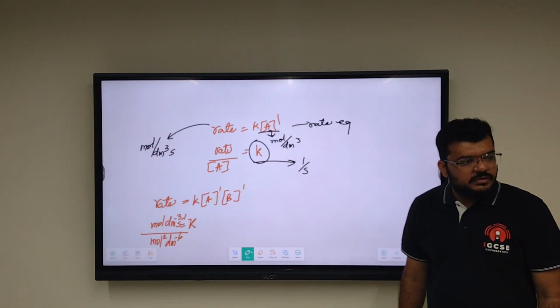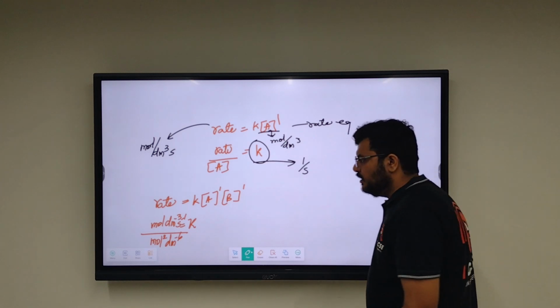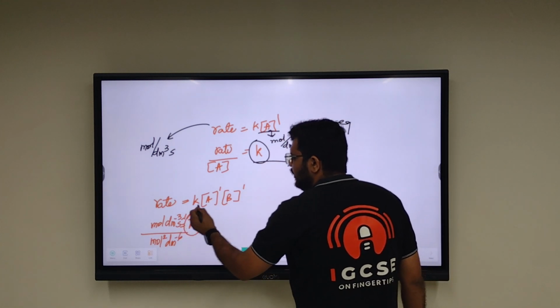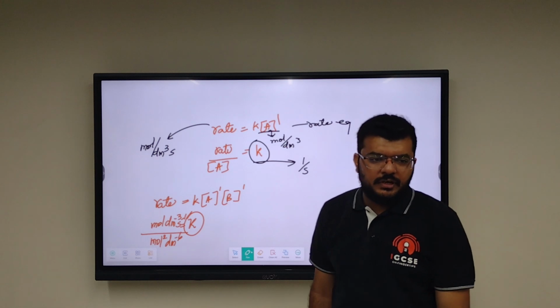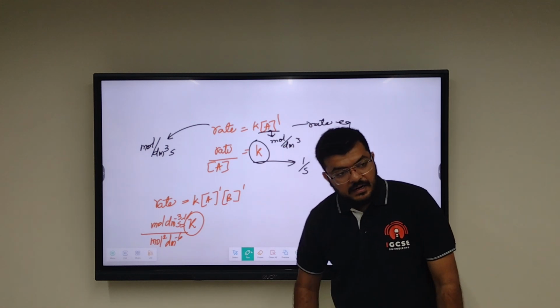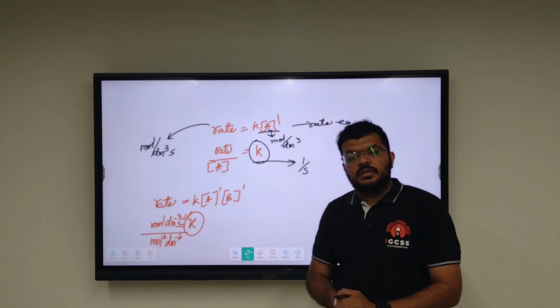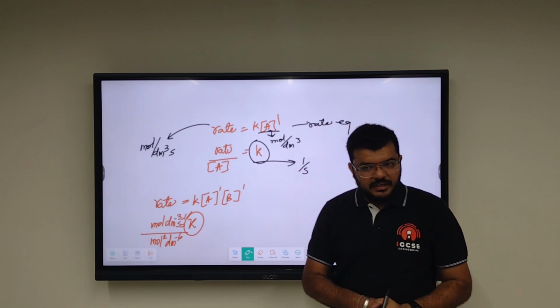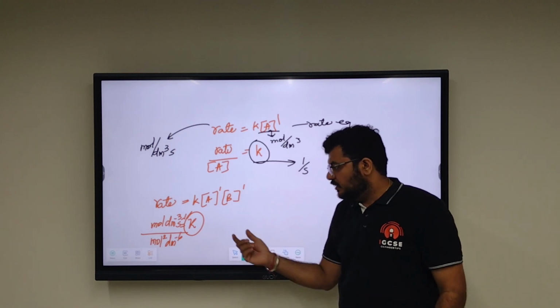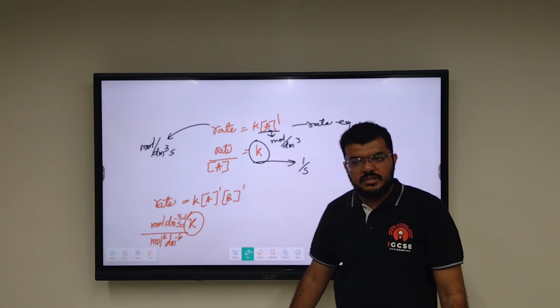Okay? dm3 per mole per second. That will keep on changing, right? So every time you will have to find out the value of the rate constant and the unit of the rate constant. Even if you cannot figure out the value of the rate constant, you can easily find out the units.